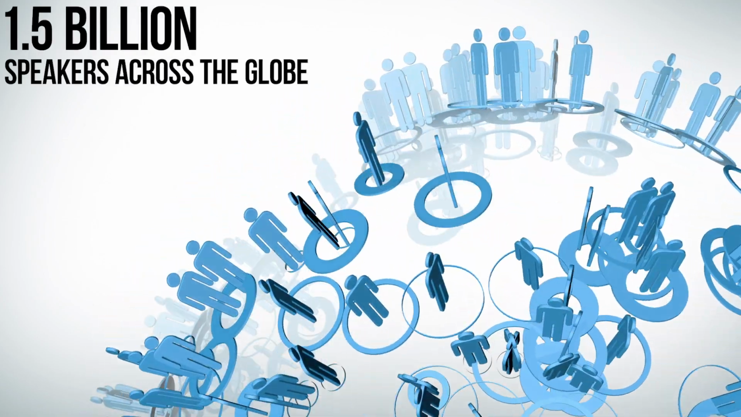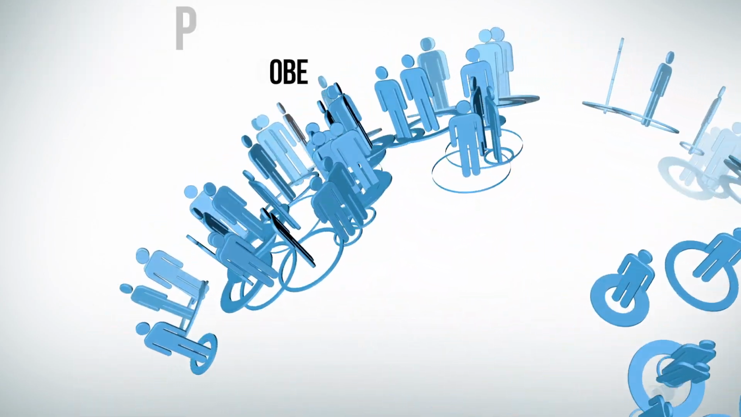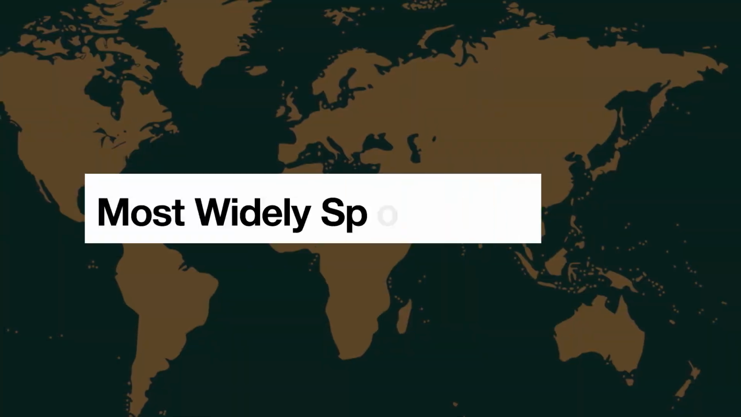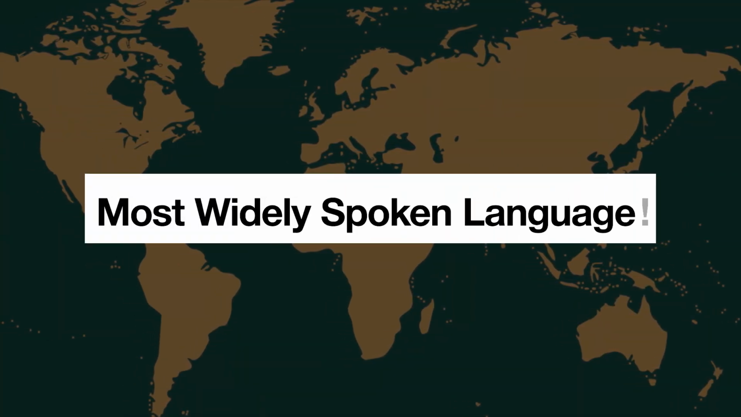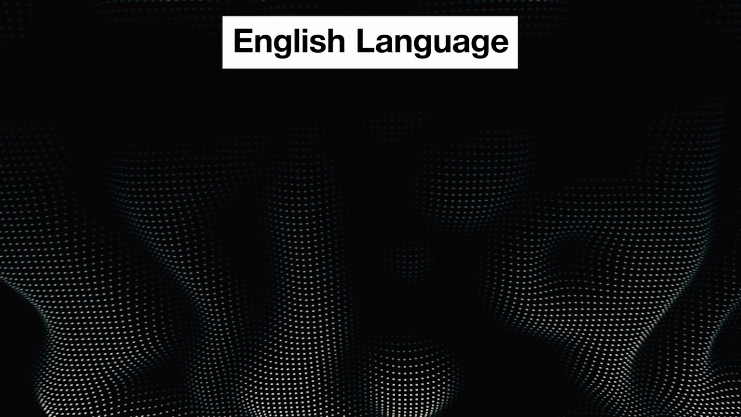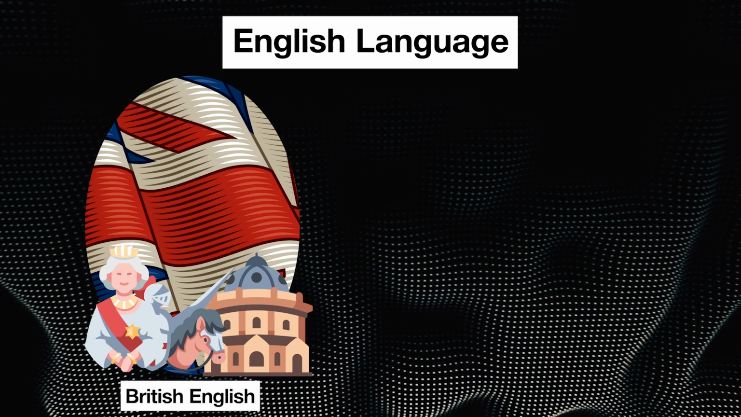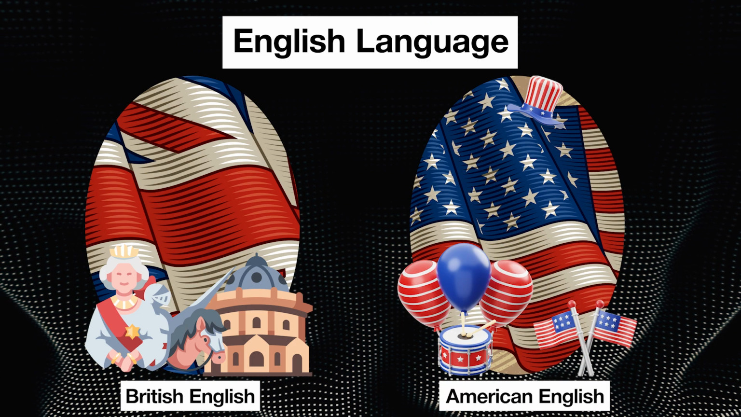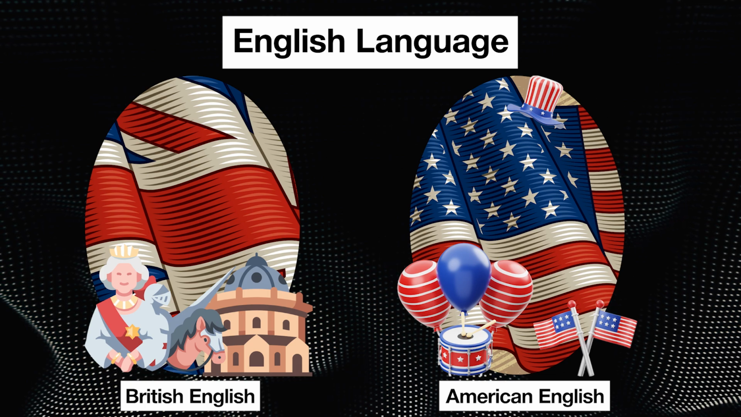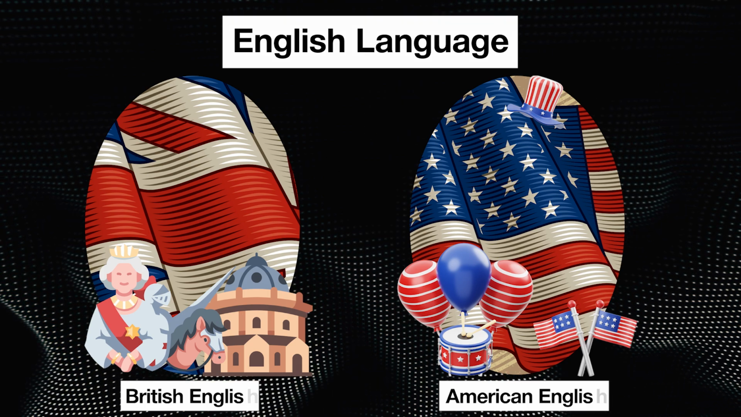English, a language with 1.5 billion speakers across the globe, and the roots of the language dating back to the 5th century AD, is the most widely spoken language in the world. But there's one catch. English has two counterparts with visible differences. The first being British English, and the second being American English. Most of the world either falls into the above categories, or follows the global standard of International English.